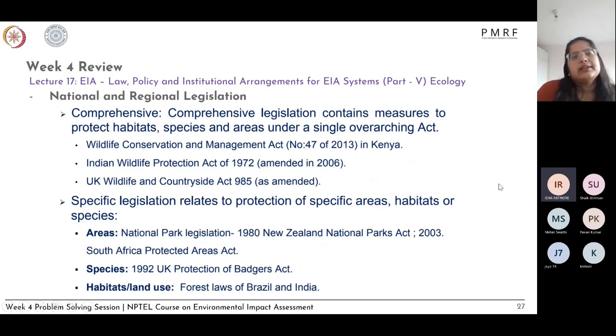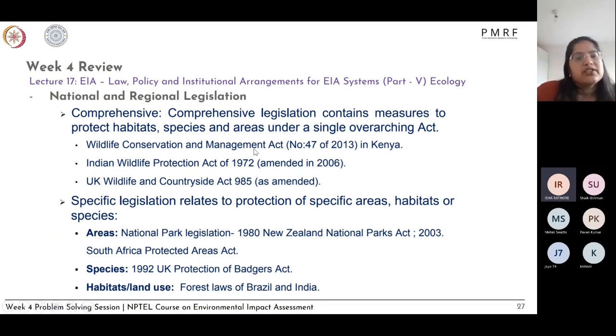And then we have two types of legislation. We have the comprehensive and the specific legislations. So comprehensive legislations are measures which protect habitat, species, and areas under a single overarching act. So everything is included in the comprehensive legislation, whereas specific legislation relates to protection of specific areas or habitats or species. So specific legislation has a limited scope or has a very targeted action, whereas comprehensive covers everything in a larger bucket of things to achieve.